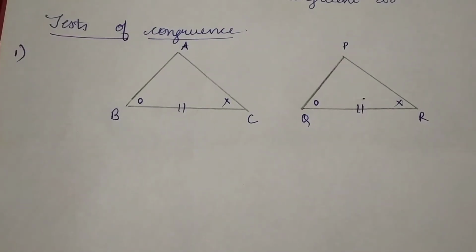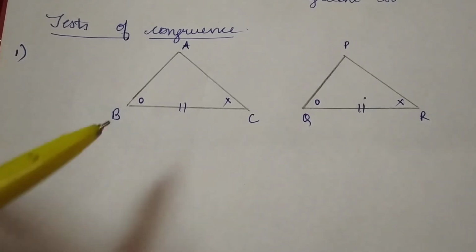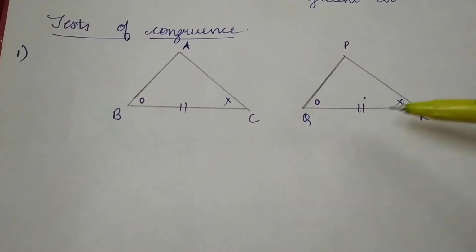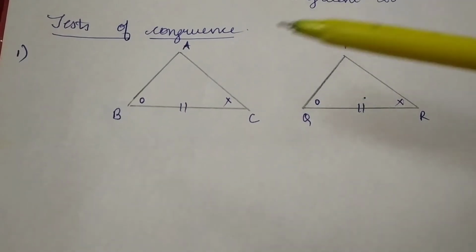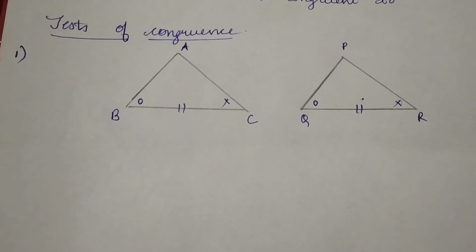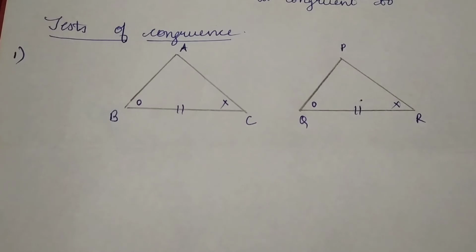Now, test of congruence. How do we identify whether the two triangles are congruent or not? Let me take the first example as shown in the figure. I have two triangles, triangle ABC and triangle PQR. Now just look at the symbols given there. Can you see that angle B is congruent to angle Q, angle C is congruent to angle R and side BC is congruent to side QR? So in this figure, we have two angles and one side congruent.